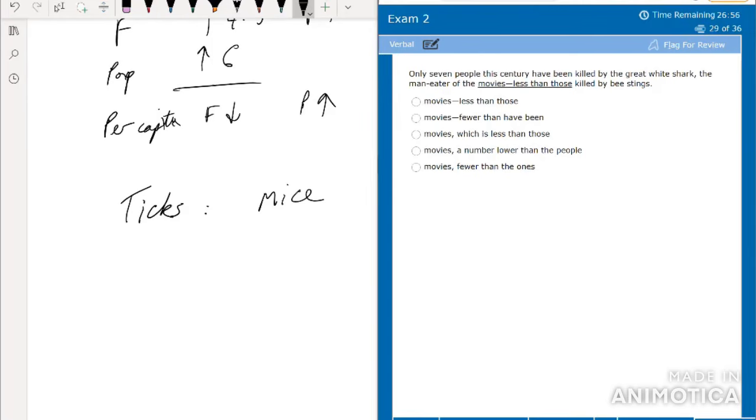Only 7 people this century have been killed by the great white shark, the man-eater of the movies, less than those killed by bee stings. So fewer, not less. So 7 people, so fewer.